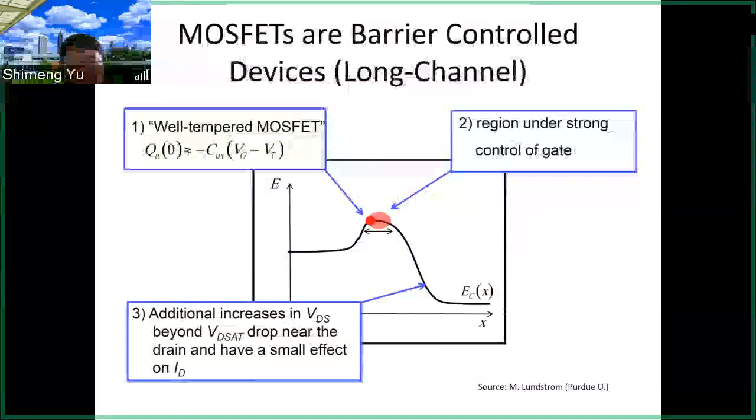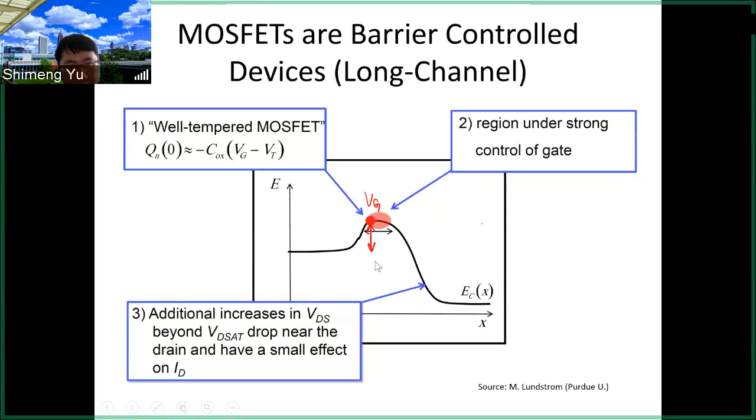And then let's summarize for the long channel device. What matters is this barrier between the source and channel. And this barrier is only controlled by the gate voltage. So ideally, the MOSFET is a barrier controlled device, and this barrier is modulated by the gate voltage. So if you summarize what a MOSFET is, a MOSFET is a barrier control device, and the barrier height is modulated by the gate voltage.